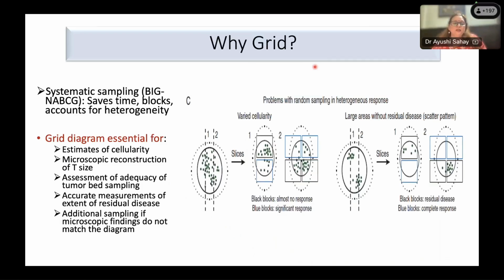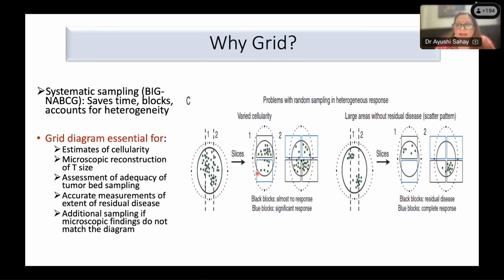So why grid? As I said, it accounts for heterogeneity. How? If you have a tumor in which there has been a response in a heterogeneous manner, and you have sections with variable cellularity, some of the sections will be more cellular, some will be less cellular. If you do random sampling, you might end up only taking sections with more response, or only sections with large cellularity. And in both cases, your RCB assessment or response assessment would be incorrect.